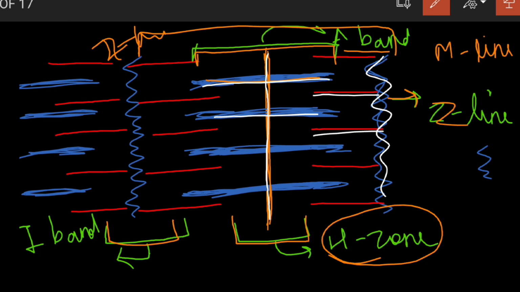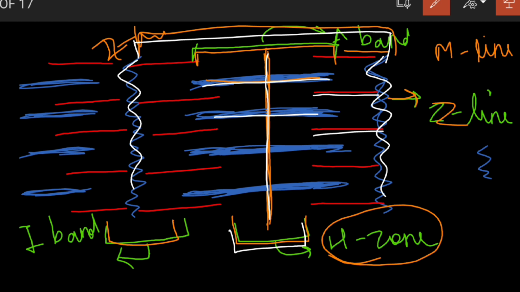Between two successive Z lines, there is a functional unit of contraction, known as the sarcomere. The central part of the thick filament which is not overlapped by the thin filament is called the H zone. And this is the I band, where there is only actin or thin filament present.